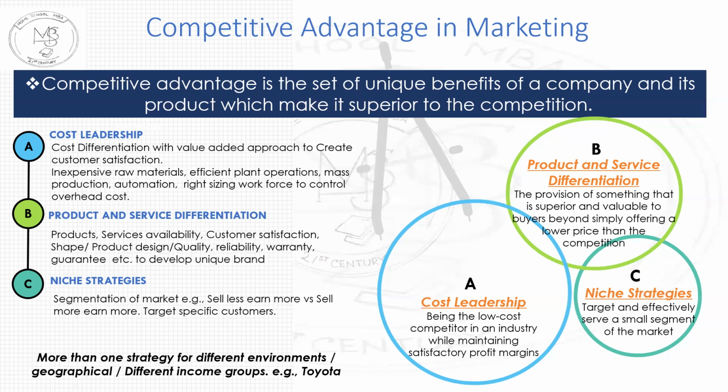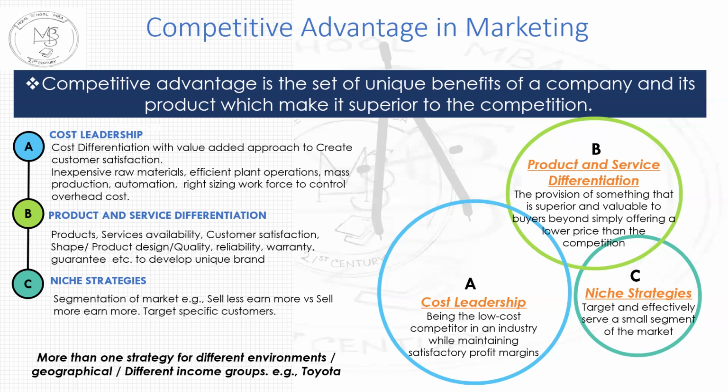So both the strategies very well fit within the company's niche strategies. And what they want to do, whether they want to sell more and earn more, or sell less and earn more. And more than one strategy for different environments, geographical areas, different income groups can be adopted. So that means that more than one strategy can be suitable for different income groups or different geographical areas.